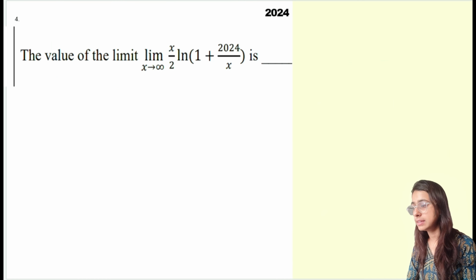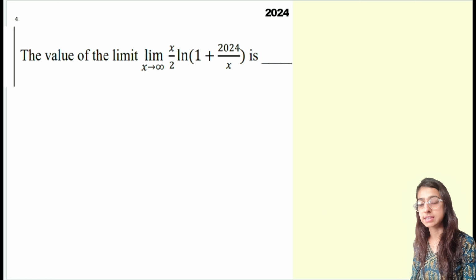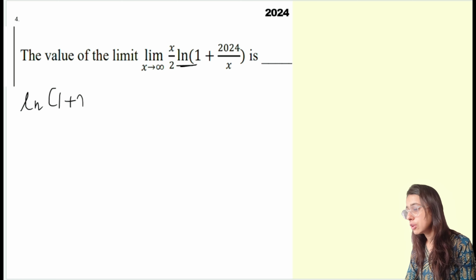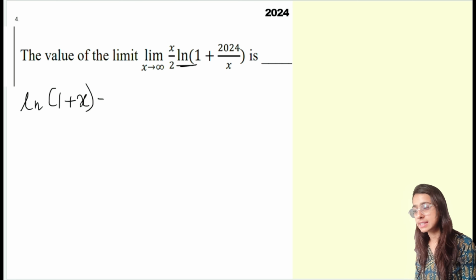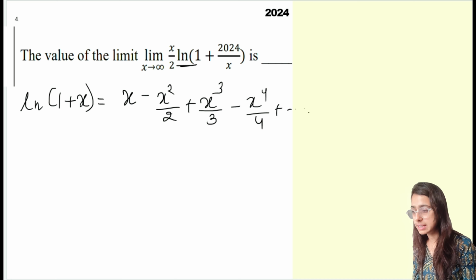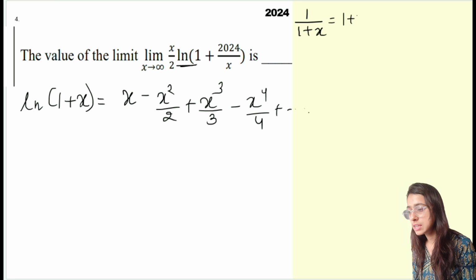The value of the limit x tends to infinity of x by 2 log of 1 plus 2024 by x is. So first of all you should know some basic properties of logarithm. The first is the expansion of log 1 plus x, which is given by x minus x square by 2 plus x raised to power 3 by 3 minus x raised to power 4 by 4 and so on. How did this series come? Let's see that. So this is 1 upon 1 plus x, which is 1 plus x inverse, which is equal to 1 minus x plus x square minus x cube and so on.